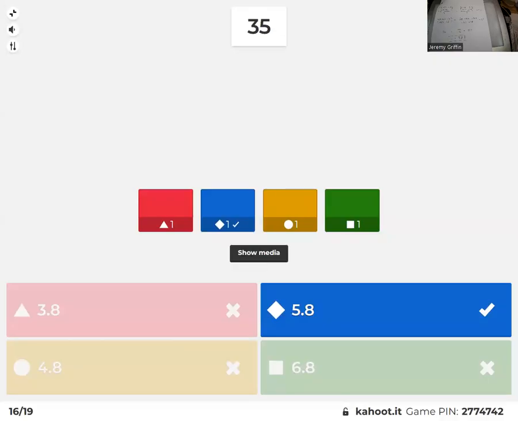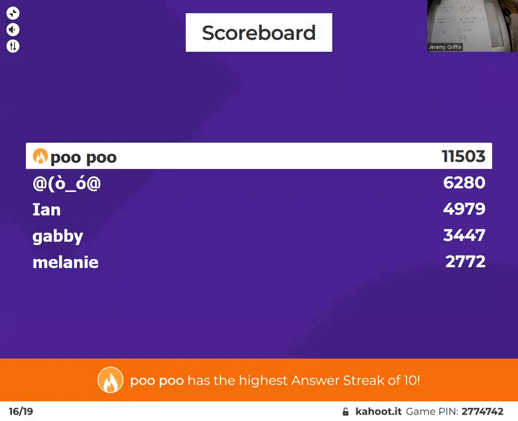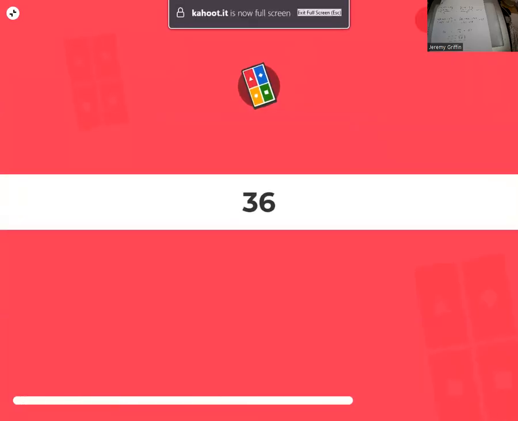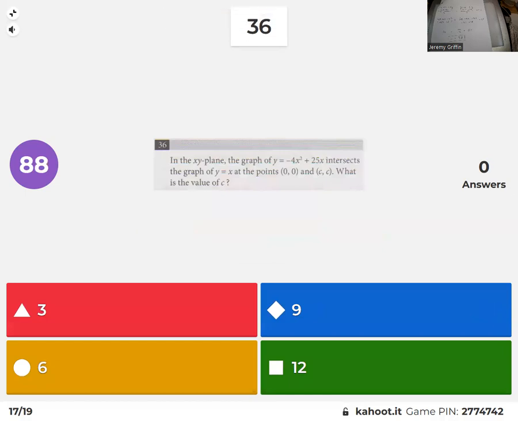I think we got time maybe for one more. 4 points. 36. On the XY graph, y equals -4x squared plus 25x intersects at, okay, well, 0, 0 could work, but also at C, C. What is the value of C? Here's a hint. Plug in C for x and C for y. See what you get.